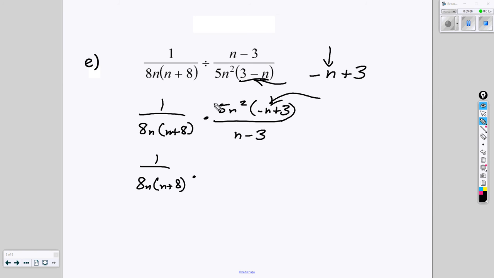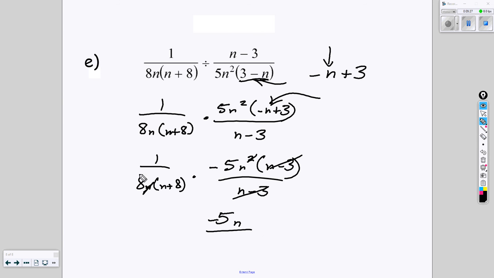All right, so if I factor out the negative 1 and just put it right there in front of the 5n squared, we would have n minus 3 left over. And boom, there is our common factor. And then, of course, we had a common factor of n. So when we rewrite this, we have negative 5n on 8 times the quantity n plus 8.